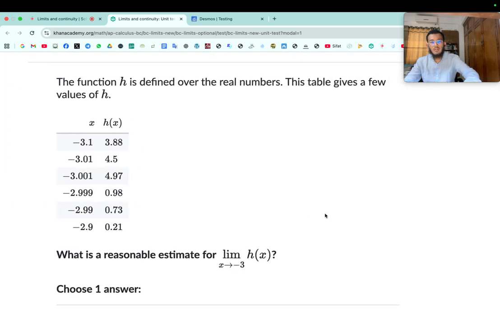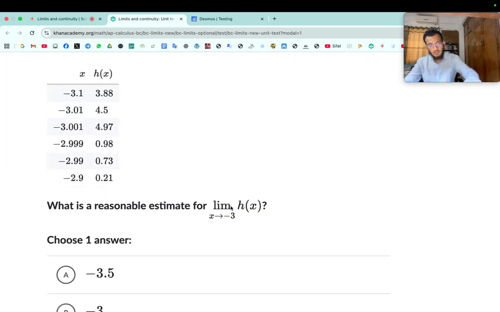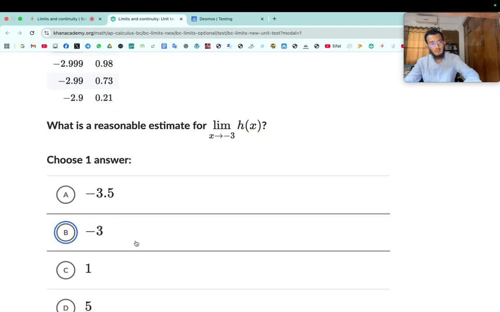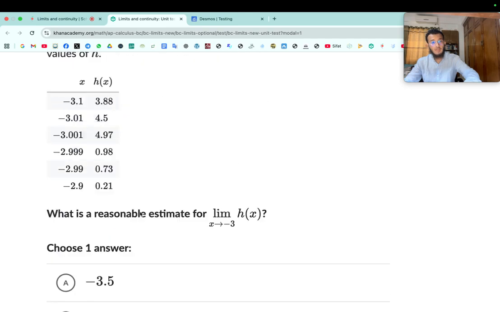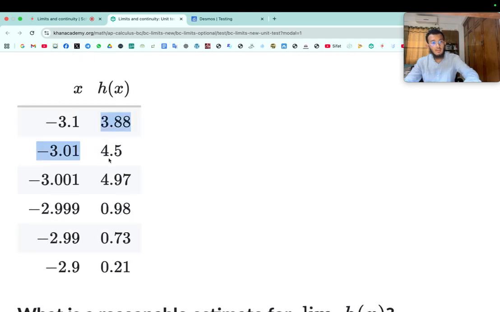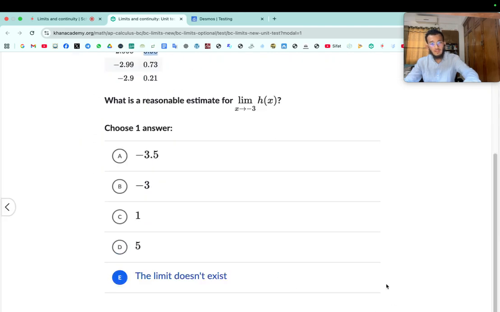g is defined over the real numbers. The table gives a few values. What is a reasonable estimate for the limit as x tends to negative 3? As x tends to negative 3, as you can see here, it is approaching a value of 5. So we could say 5. Wait, no, the limit doesn't exist because that is only from the negative side, but from the positive side it is approaching a value of 1. So they are not equal. So we can't say that the limit exists.